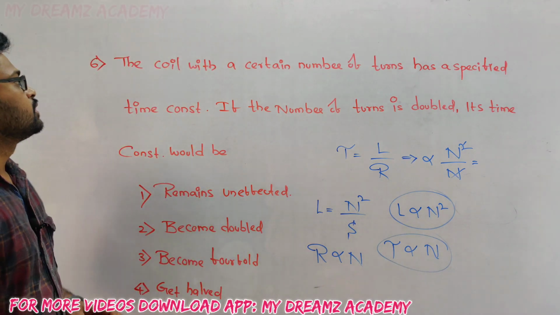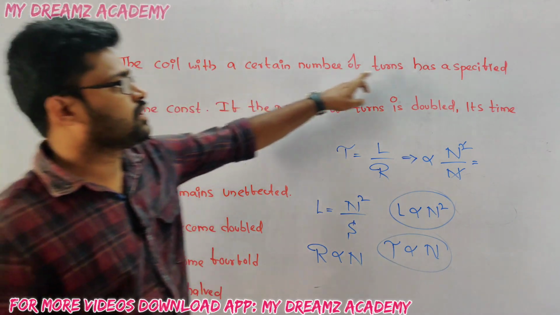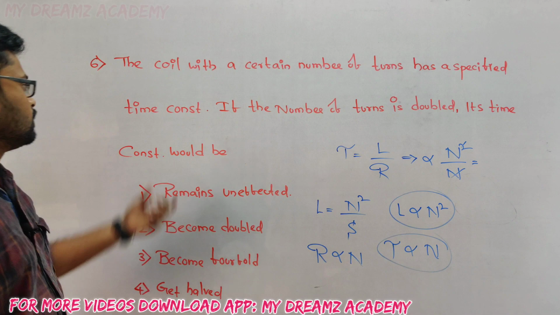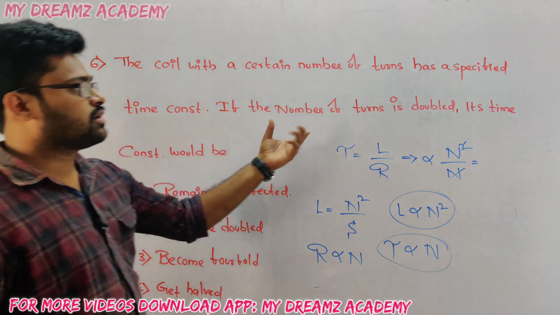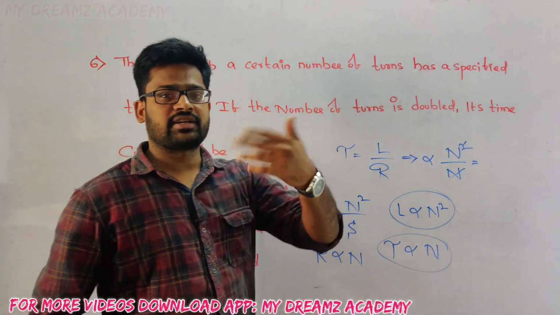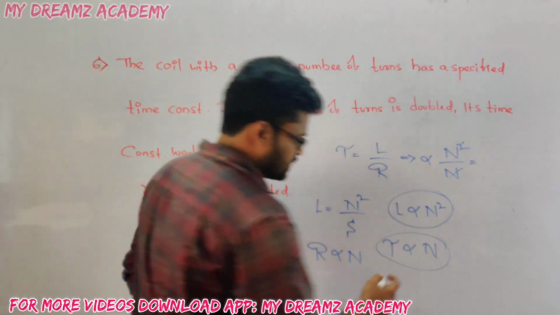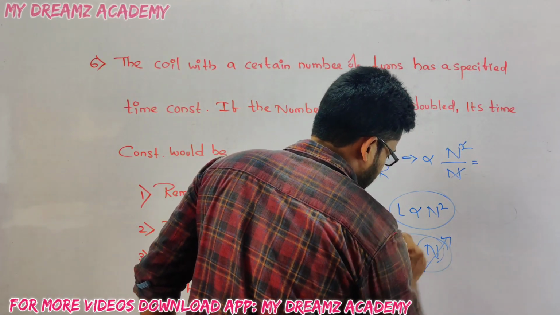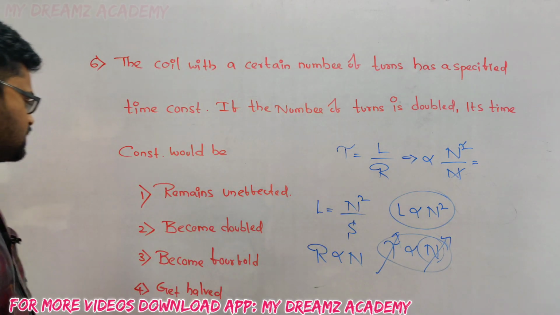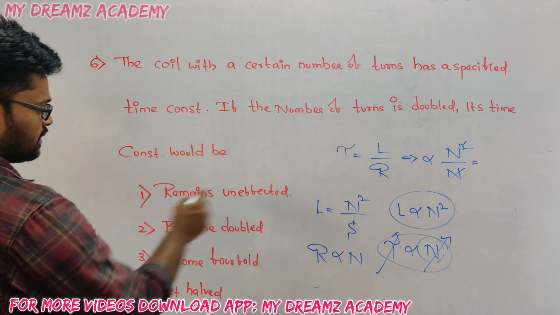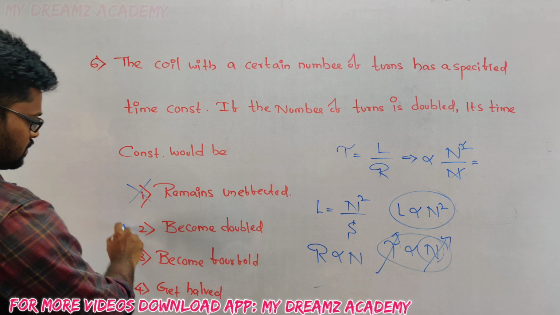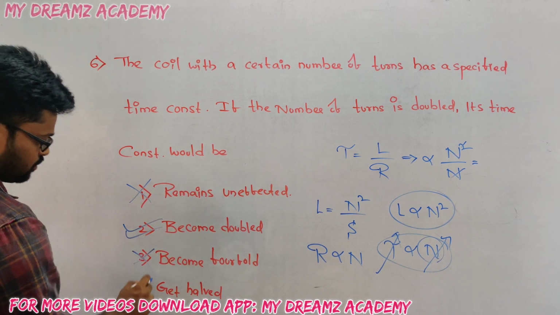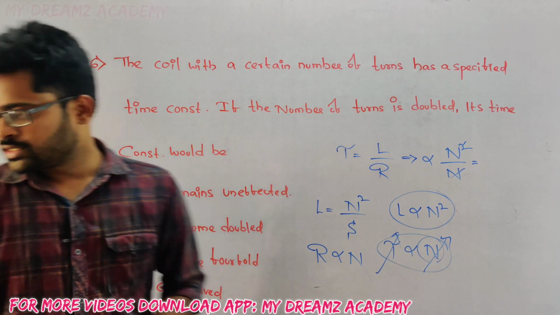Now the question is, a coil with a certain number of turns has a specified time constant. If the number of turns is doubled, then the time constant? Number of turns doubled means the time constant is also doubled. Remains unaffected, wrong. Becomes double, correct answer. The remaining two are also wrong. Now we are going to see question number 7.